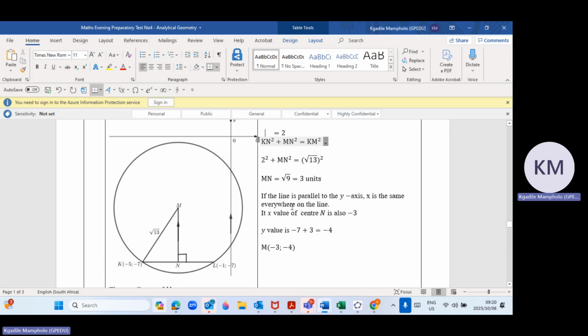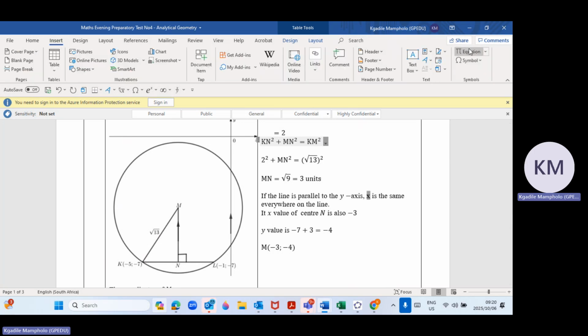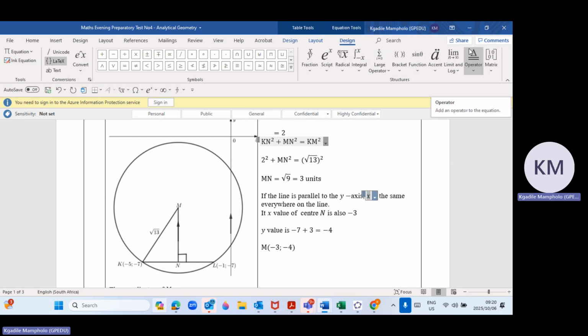So now we know that if the line is parallel to the y-axis, x is the same everywhere. It means, since x of N is -3, x of M is also -3, because when the line is parallel to the y-axis, x does not change. That's why we say the x coordinate of M is -3.